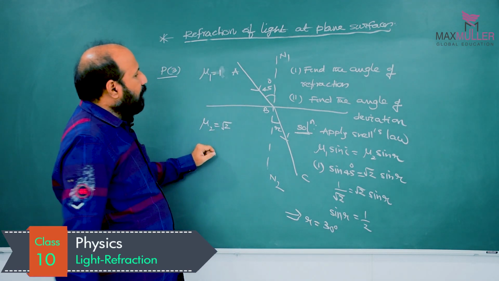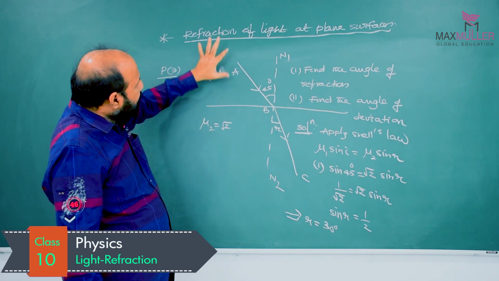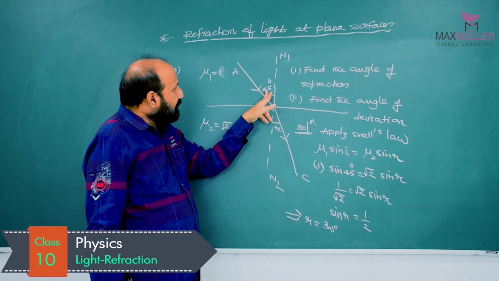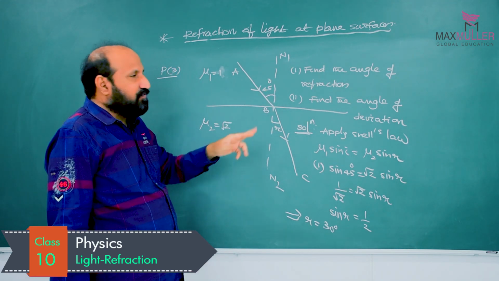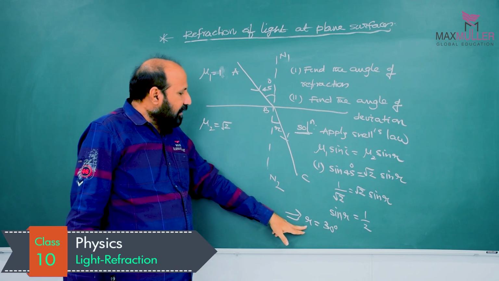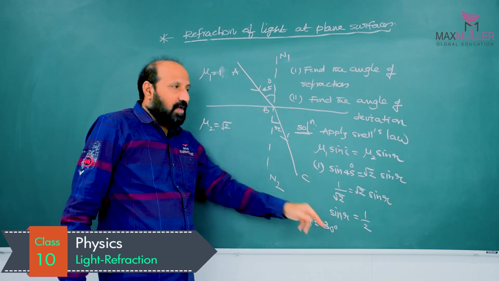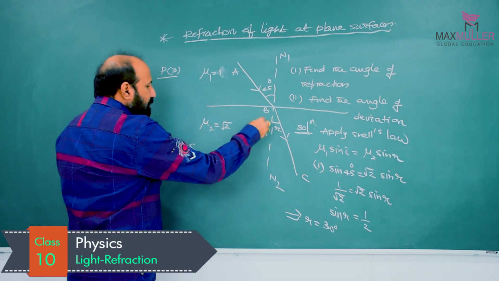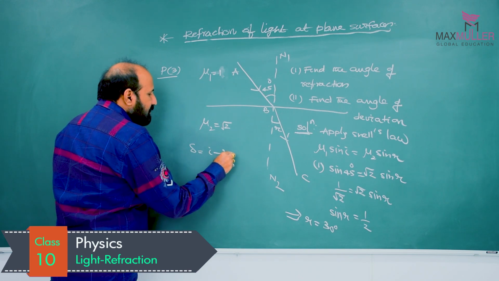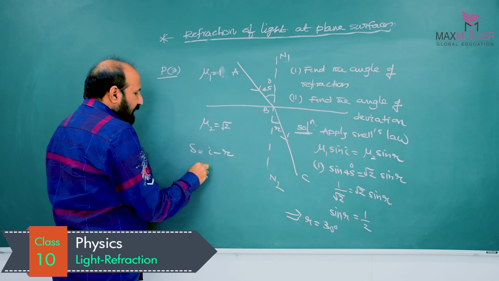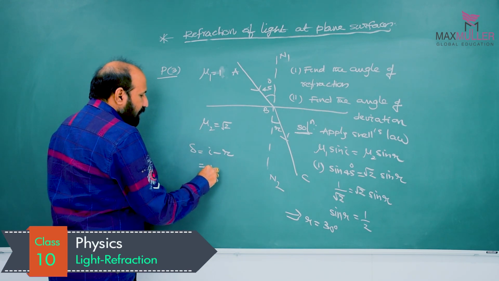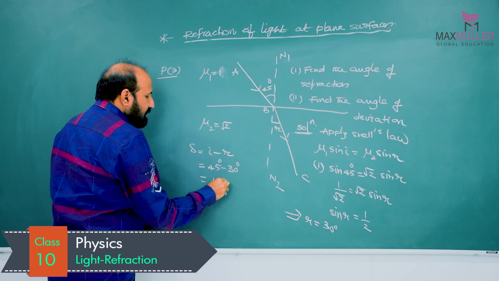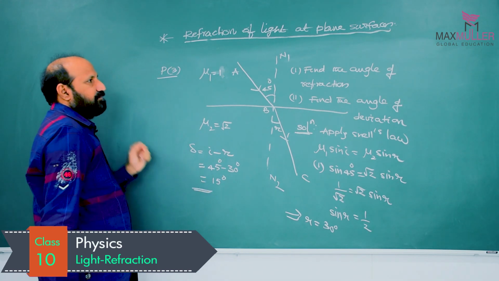You can observe from this problem, when a light ray enters from rarer medium to denser medium, the angle of refraction is less than the angle of incidence. Here the angle of incidence given is 45 degrees, whereas the obtained angle of refraction is 30 degrees only. Now we can find the deviation. In this case, deviation is equal to I minus R, as I discussed in the previous class, where I is greater than R. Therefore 45 minus 30 degrees gives rise to 15 degrees as the angle of deviation.